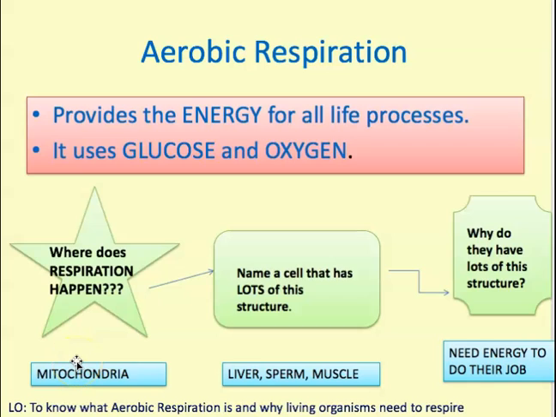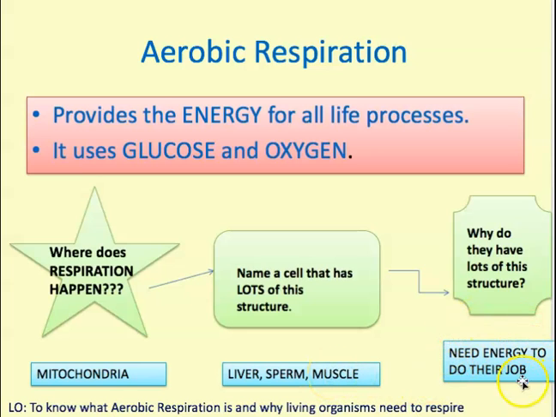So I showed you an image a couple of slides ago of the mitochondria that are found in your cells. Now, there are certain cells that have got more mitochondria than others. Liver, sperm, muscle being 3 examples. Now, if you think about what happens in the mitochondria, providing the energy for all life processes, it might give you a little bit of a clue to why liver, sperm and muscle have got many of them.